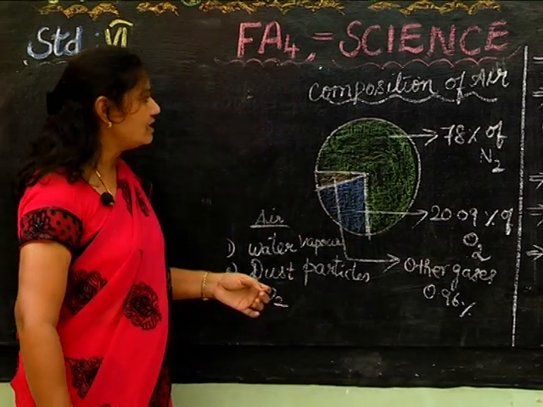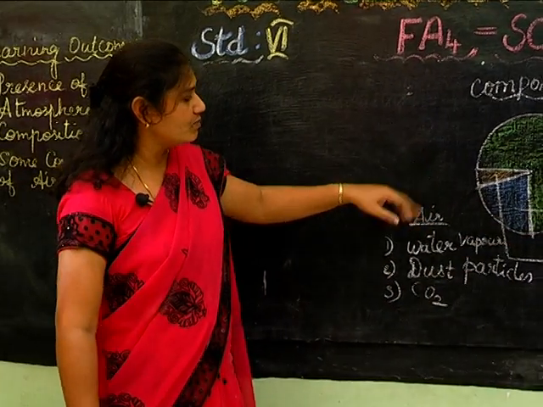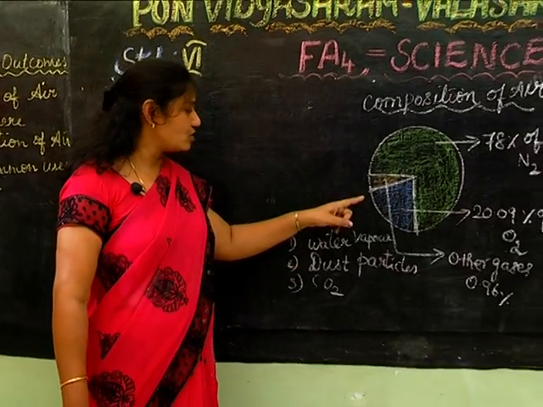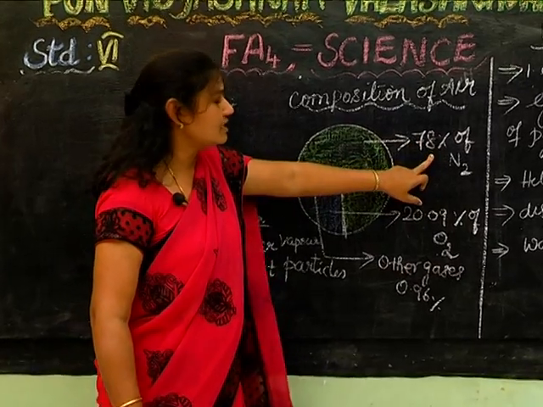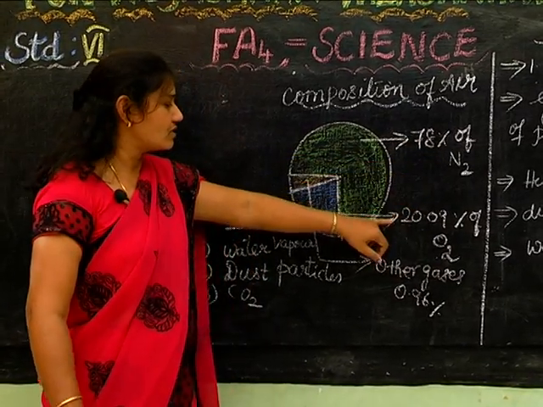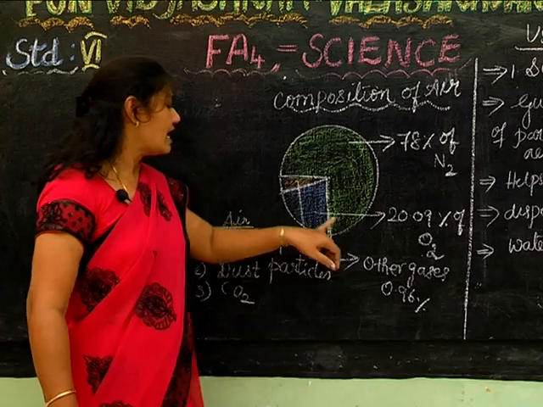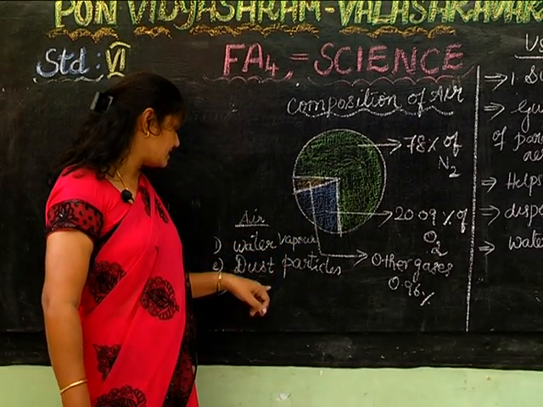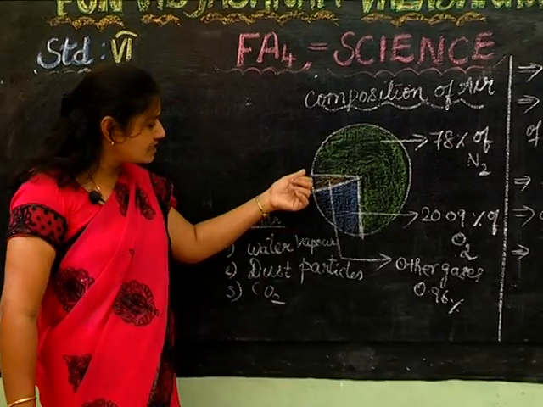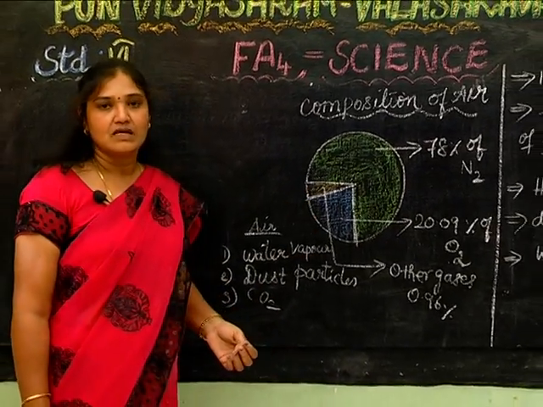So on the whole, let us now recollect all the composition of air. Major portion of the air consists of nitrogen, about 78%, and oxygen, about 21%, and then other gases like water vapor, dust particles, carbon dioxide, about 1%.